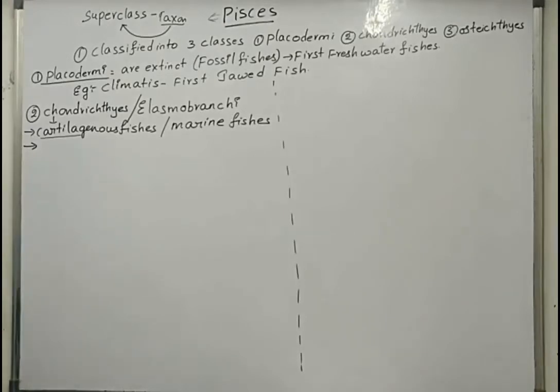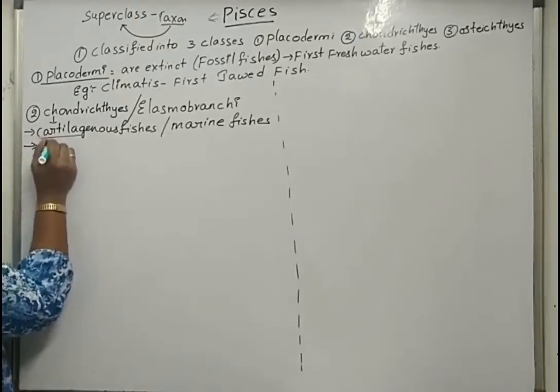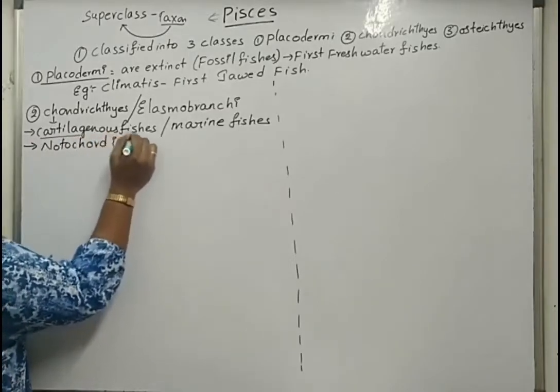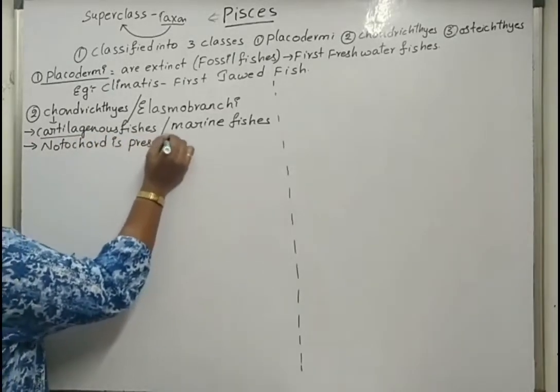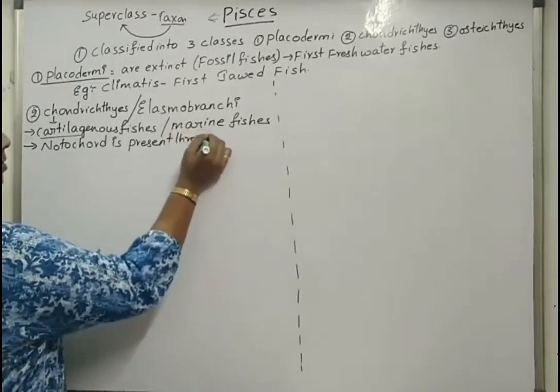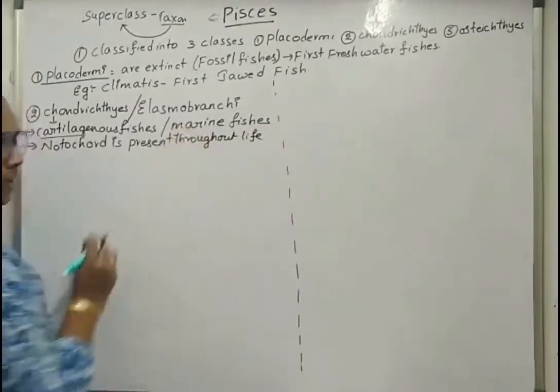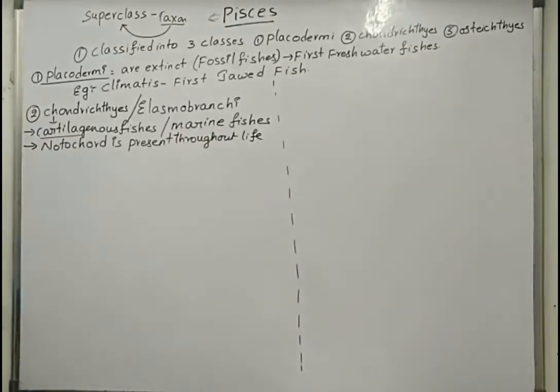Notochord is present throughout life. Along with the vertebral column and jaws, this notochord, once it is evolved during the embryonic stage, persists throughout life.